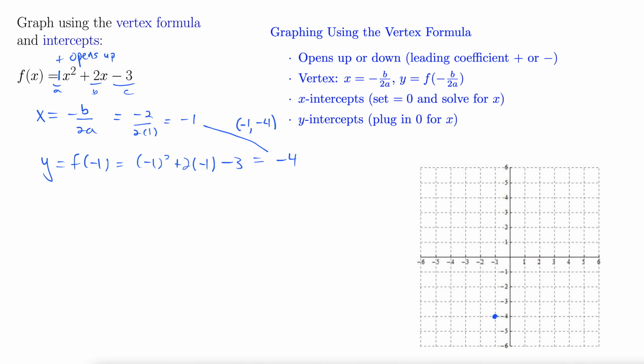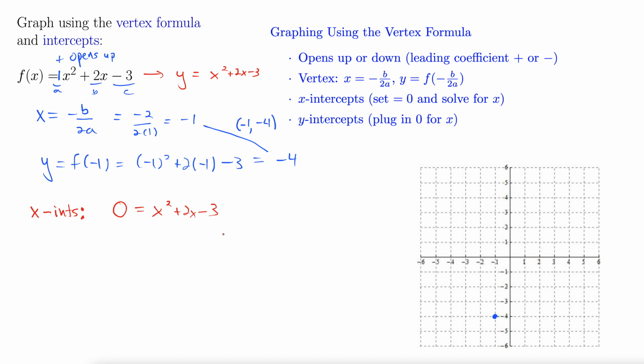Next, we get our x-intercepts. And to do that, remember to get the x-intercepts, you set the opposite variable equal to 0. So we're going to set y equal to 0. You can always think of this as y equals x squared plus 2x minus 3, and then that y becomes 0. So we have 0 equals x squared plus 2x minus 3.